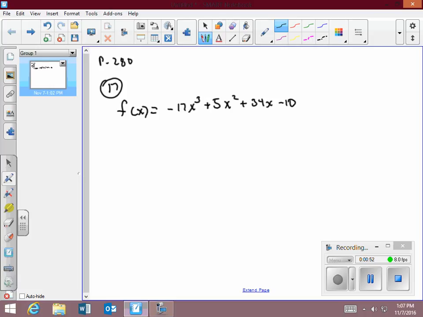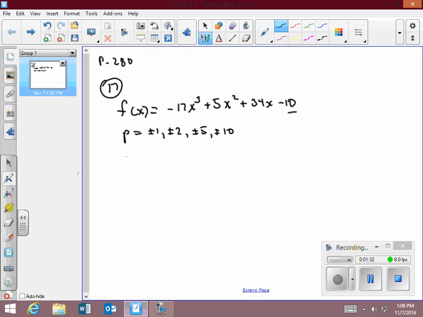All right. What I would suggest you do is you find all the p's. And the p's are going to be what? All the factors of what? It's going to be 10. Factors of 10, right? Or the trailing term back here. So it's plus or minus 1, plus or minus 2. These are integer factors. Plus or minus 5, and plus or minus 10. Any questions on it?